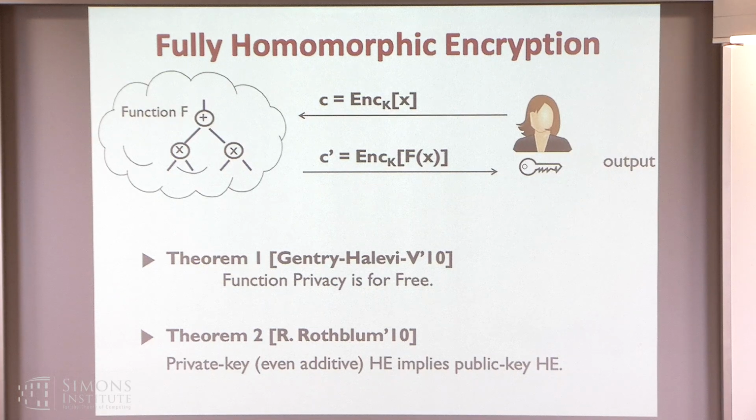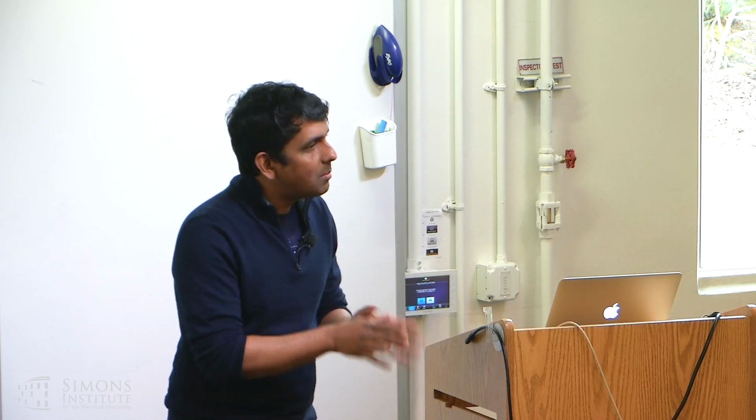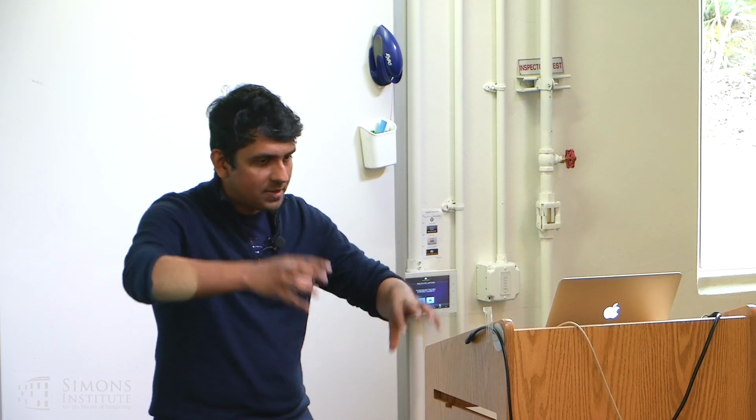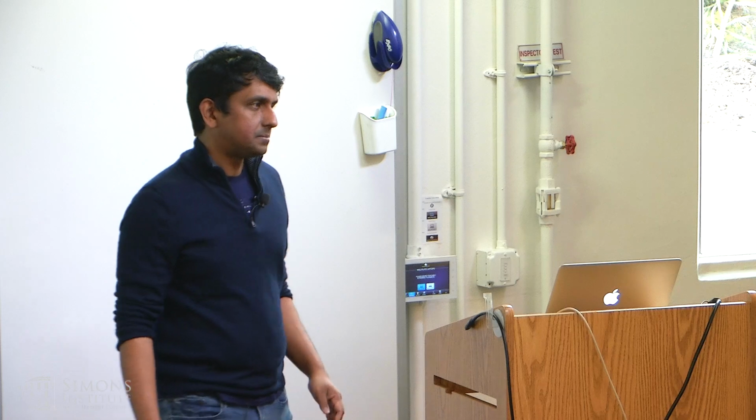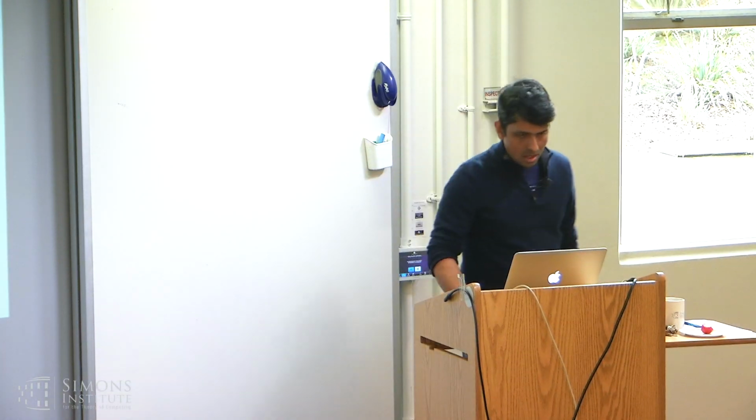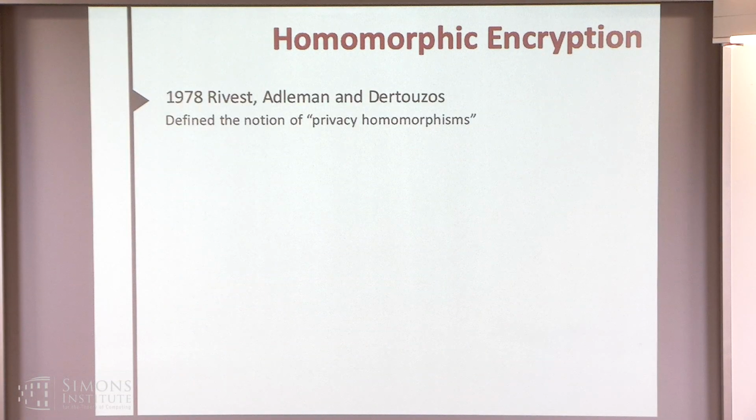So you're saying that additively homomorphic private key encryption converts to additively homomorphic public key encryption? So the homomorphism, whatever you had, you more or less preserve. You lose a little bit, but you more or less preserve. Yeah. Okay, so this is what that is.